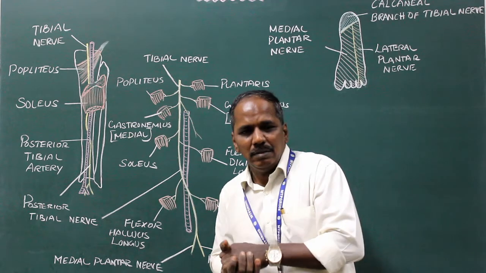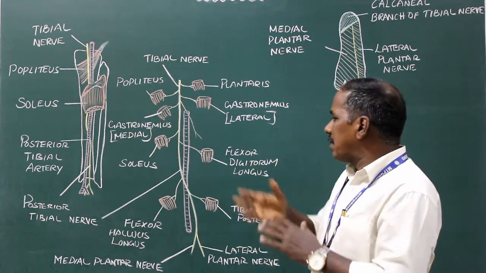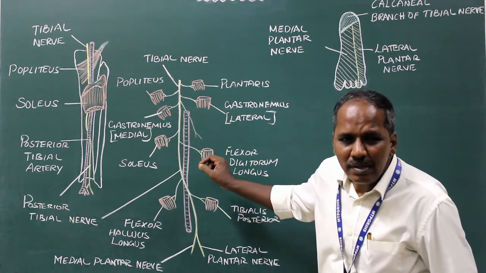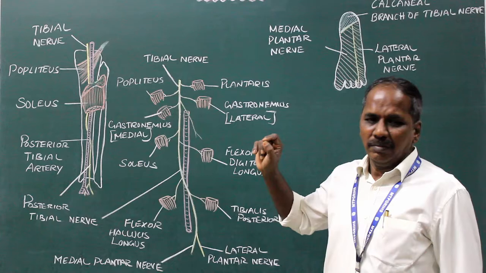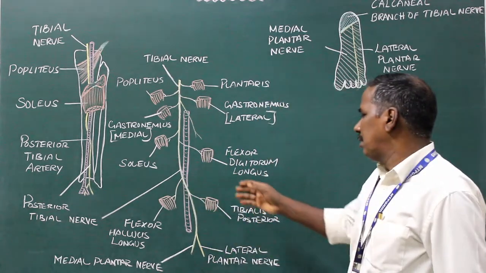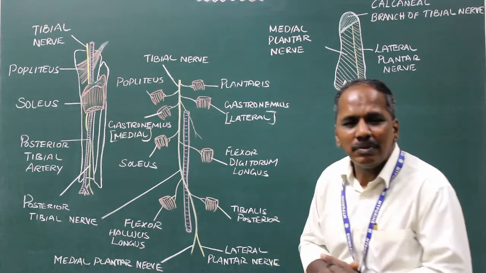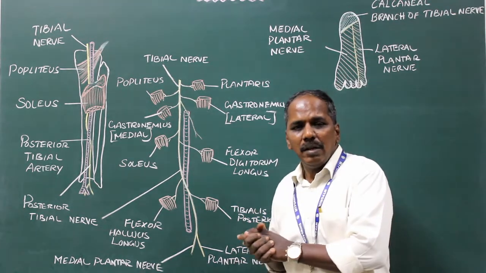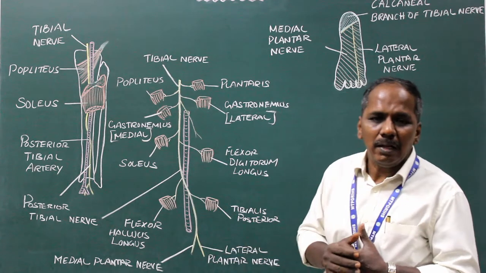Branches and distribution. It gives muscular branches to soleus, flexor digitorum longus, flexor hallucis longus and tibialis posterior. Articular branch. It gives an articular branch to the ankle joint.